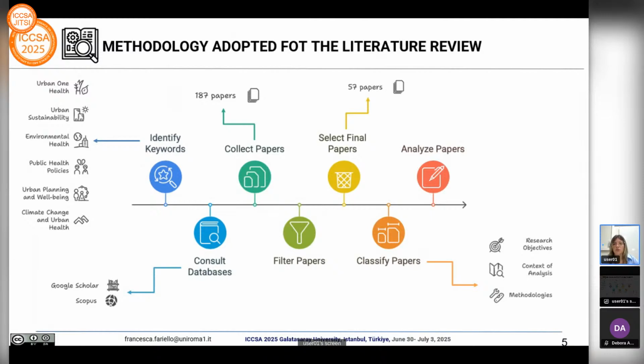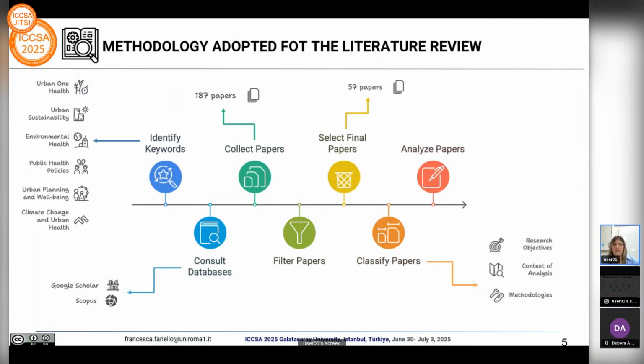Each of these contributions was then classified and analyzed according to three main dimensions, as illustrated in the diagram shown in this slide. Research objectives is the first, referring to the specific goals of each paper, such as the development of theoretical frameworks, the proposal of new planning tools, or the analysis of health outcomes in urban environments.